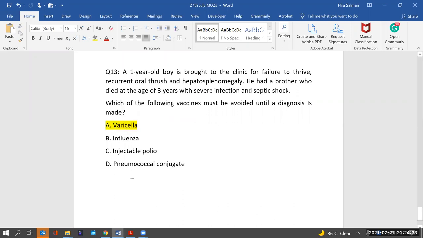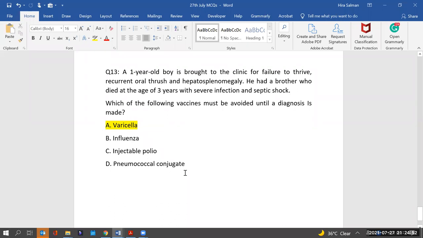Polio, influenza, and pneumococcal conjugate, we will usually give. In influenza, we don't have any contraindication for this patient. Polio, also injectable polio, we can give polio vaccine. There is no harm in giving polio vaccine. And of course, it's a 1 year old baby, he must be receiving this one.